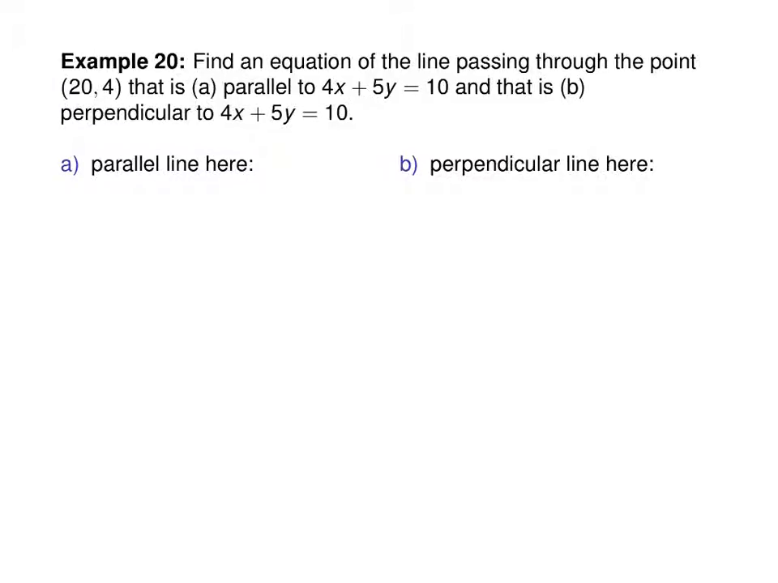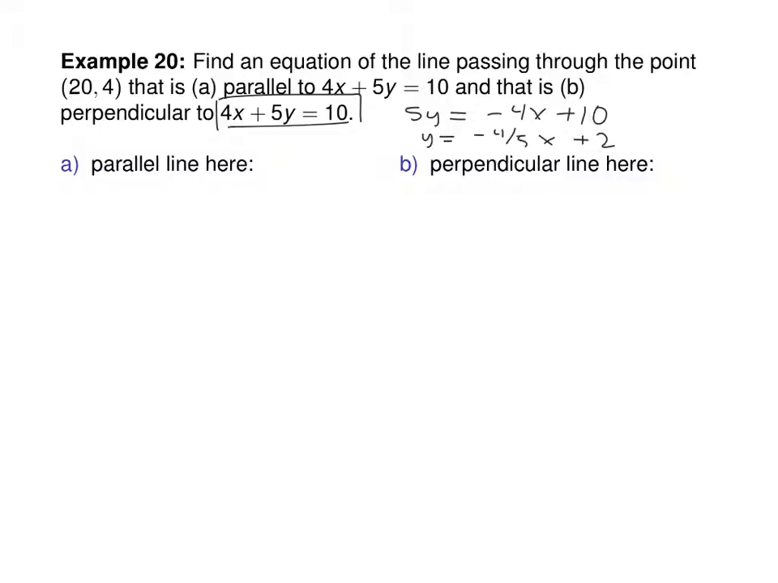It's awfully similar to the previous ones. The only tricky thing is finding the slope. So we have this line. We want to find the equation of lines that are parallel to it and perpendicular to it. So this is the same thing as 5y equals negative 4x plus 10, right? So y equals negative 4/5 x plus 2. Do you guys agree with that?